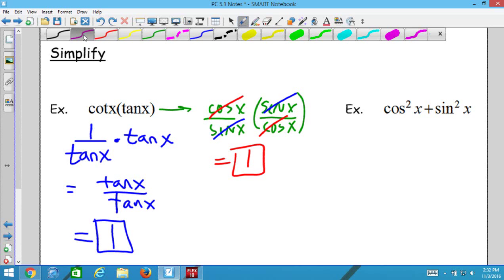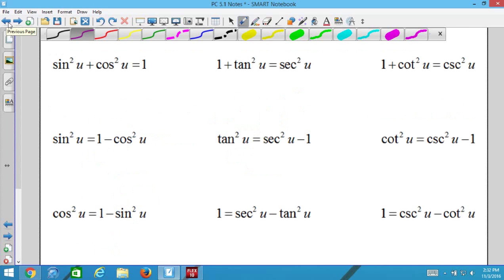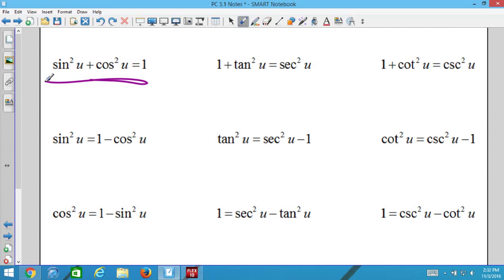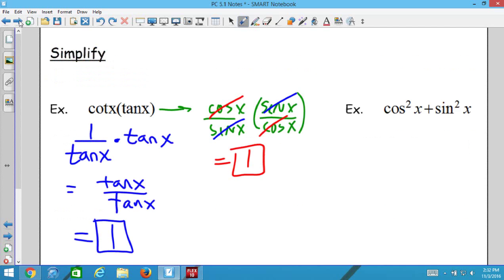Okay, example 2, we've got cosine squared x plus sine squared x. What does that equal? How do you know? Boom. It's one of the Pythagorean identities. It's actually the original one. Sine squared x plus cosine squared x always equals 1. So you don't even have to do anything. This is equal to 1. But you might have to use your notes if you don't remember it.